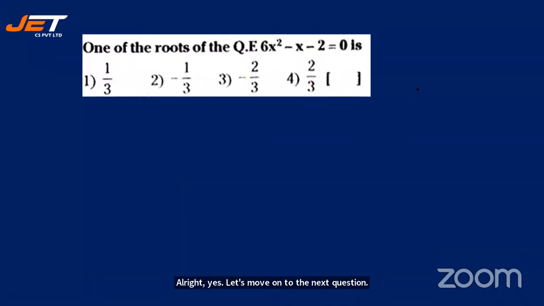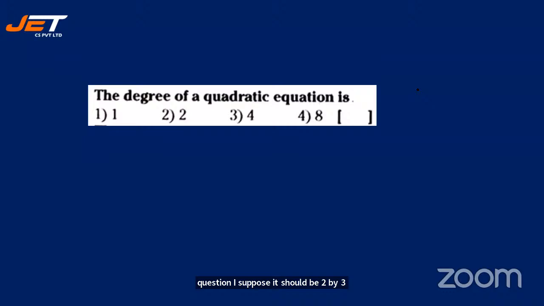Yes, so one of the roots of the quadratic equation 6x square minus x minus 2 is dash. So just factorize it and give me the answer. So the same question, I suppose it should be 2 by 3. That's what we worked out. Let's move on to the next question.